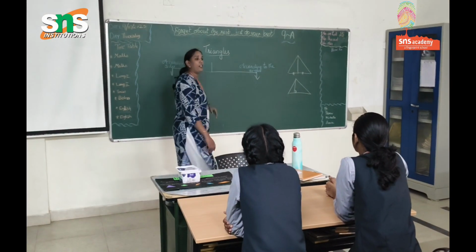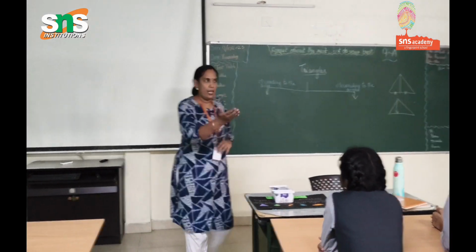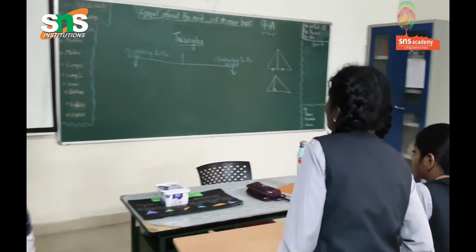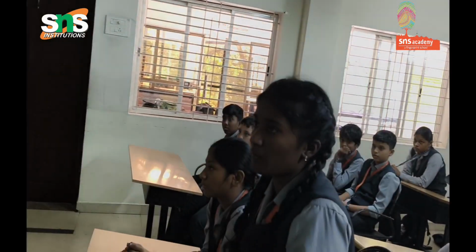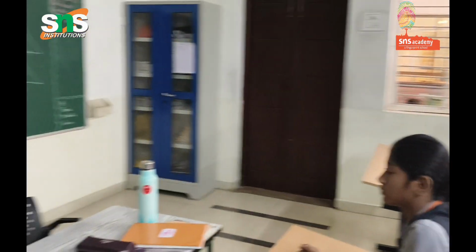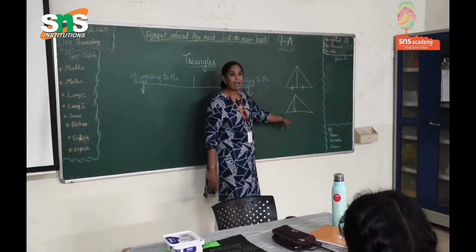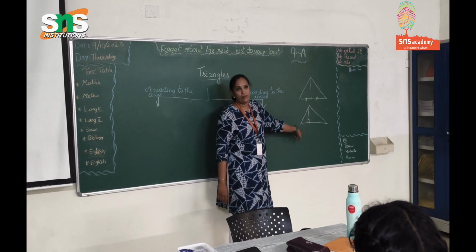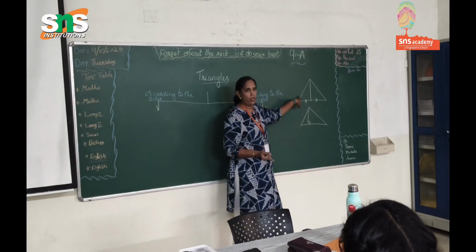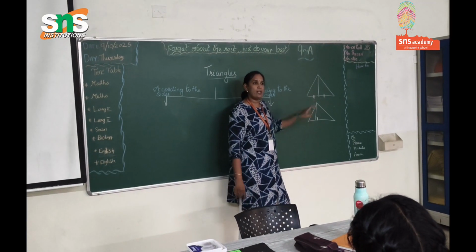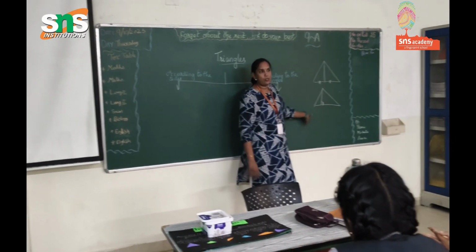And what do you mean by altitude? A line from a vertex that makes a 90-degree angle at the opposite side. Yes, very good. The same thing, a line from the vertex to the opposite side, but it meets at 90 degrees. That is the altitude, and this is the median. We have learned this already in the lower class. And how many medians are there in each triangle? Three medians. And how many altitudes?